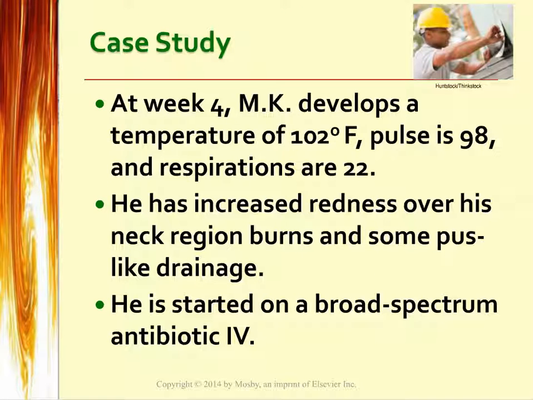At week 4, MK develops a temperature of 102, pulse is 98, and respirations are 22. He has increased redness over his neck region burns and some pus-like drainage, and he is started on a broad-spectrum IV antibiotic. What precautions can you take to treat MK's infections, and what other complications is he at risk for?